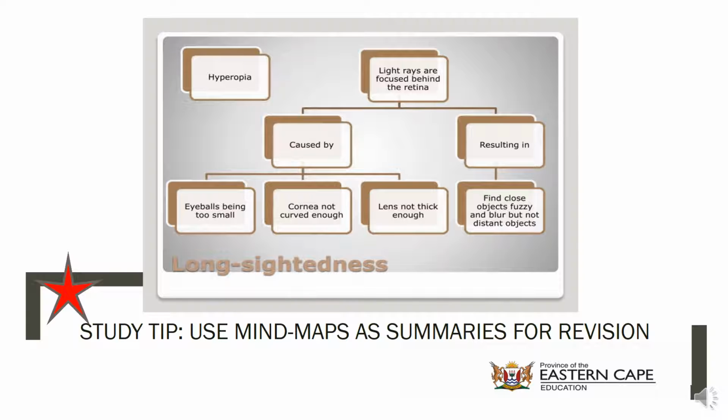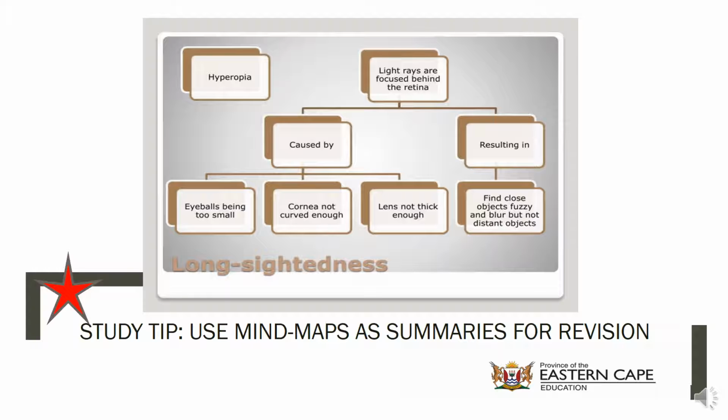With long-sightedness, hypermetropia, what are we talking about? We're talking about light rays being focused behind the retina. And what is it caused by? Either the eyeball is too small, or the cornea is not curved enough, and therefore the lens is not thick enough, not flat, as we said, it's going to be slightly loose, and therefore it affects how an image is formed, and the light rays form behind the retina for any object that is close by.